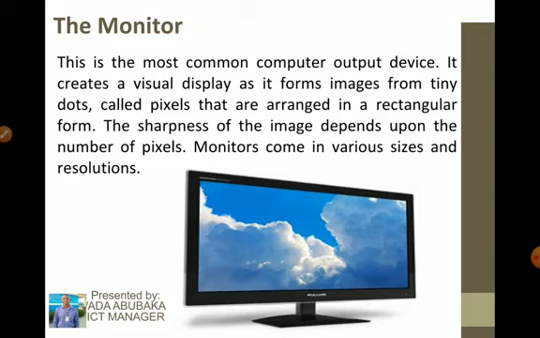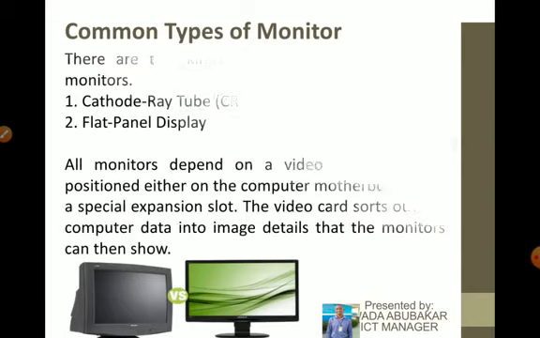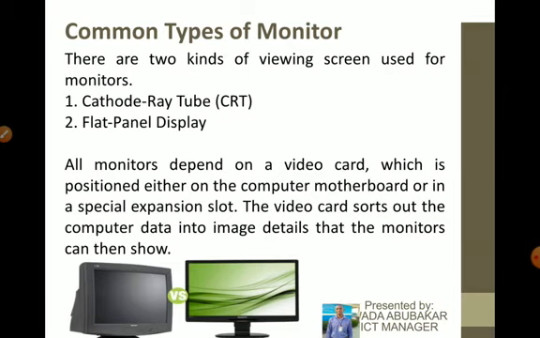Monitors come in various sizes and resolutions. Now let us look at the common types of monitor quickly. There are two kinds of viewing screens used for monitors. The first one is the cathode ray tube, and the second one is the flat panel display. The monitors you see have different types of viewing screen: the cathode ray tube, that is the CRT monitor, and the flat panel monitors.